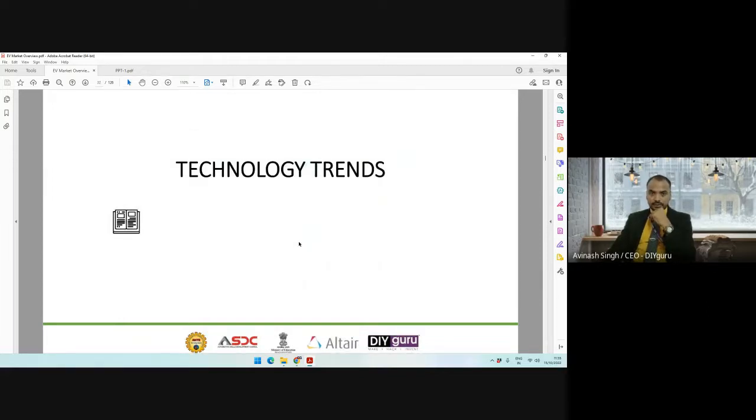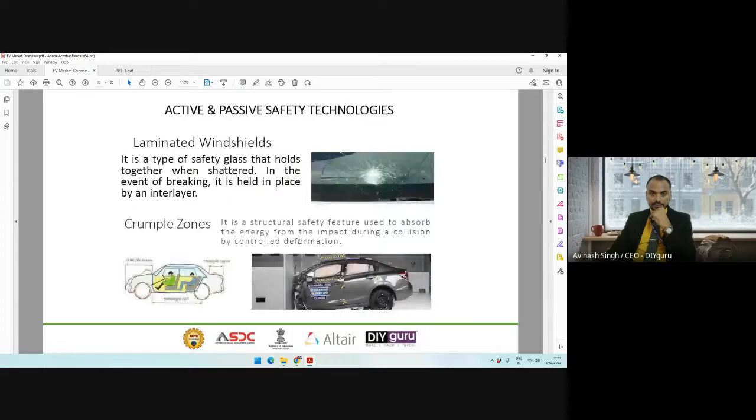As far as the technology trends are considered, how the technology in making your vehicle safe has evolved, right? So these are some of the technologies which are there. They are further subdivided into active and passive safety technologies. So can anybody tell me what is the difference between active and passive technologies? Anyone?